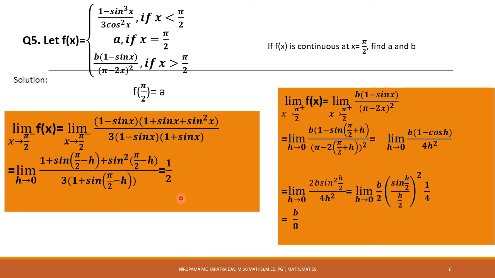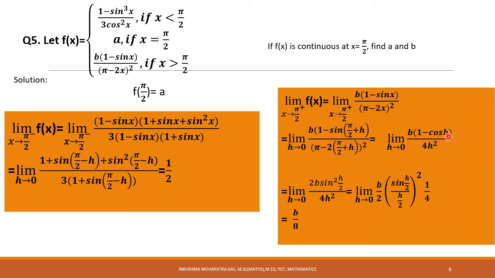Now coming to the right hand limit, limit x approaches pi by 2 plus of f(x) equals limit x approaches pi by 2 plus of b into 1 minus sine x by pi minus 2x whole square. So limit h approaches 0, b into, again x will be replaced by pi by 2 plus h. So the numerator becomes b into 1 minus cos h, because sine of pi by 2 plus theta is cos theta. And here pi minus twice of this, whole square, we are getting 4h square.